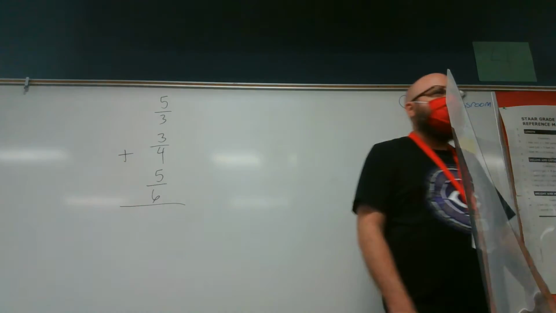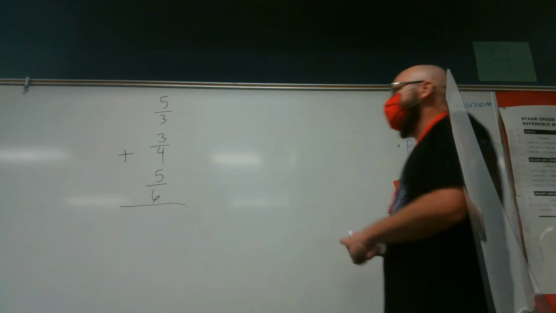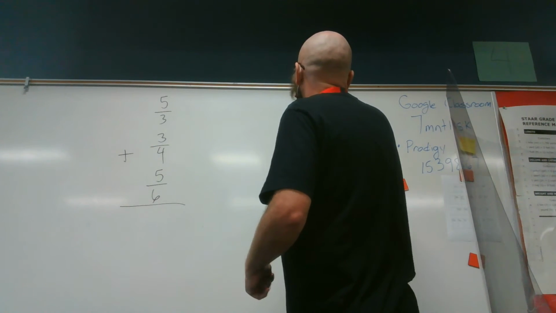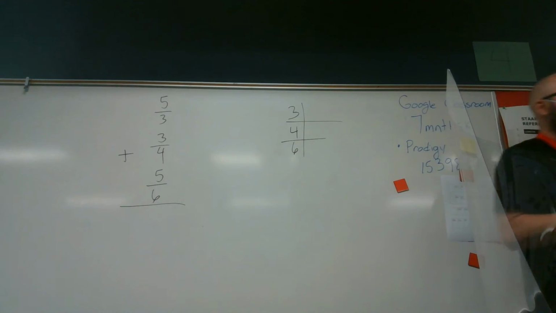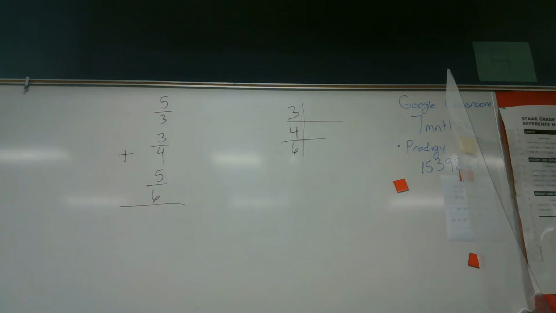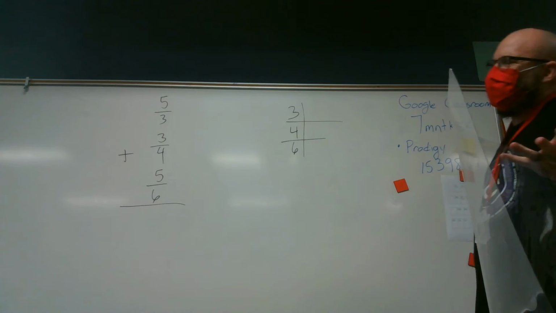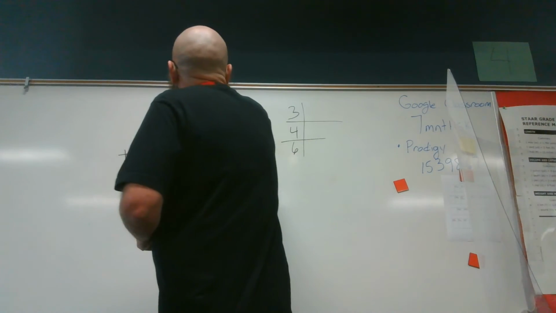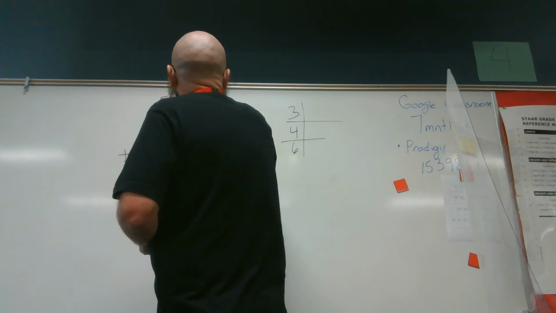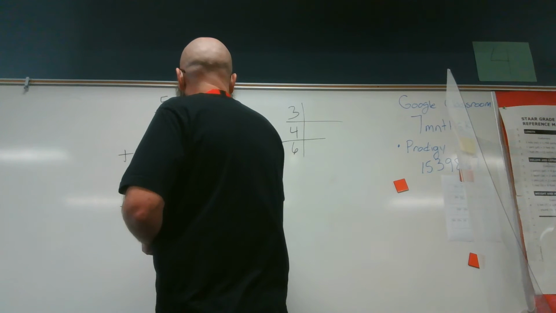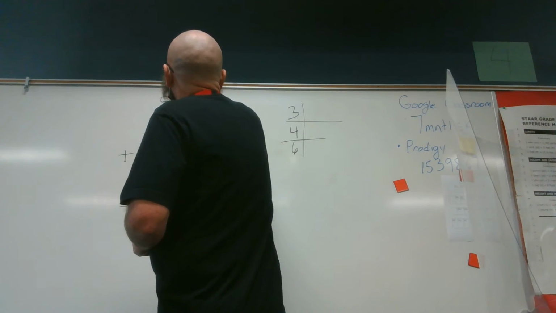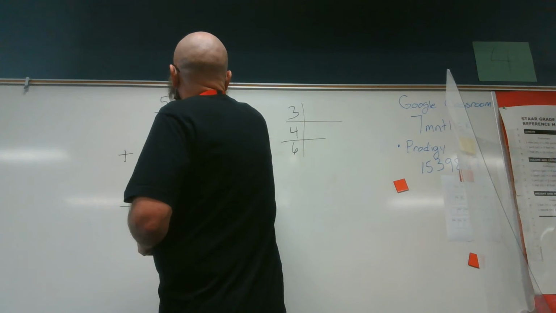Now we have to take our denominators 3, 4, and 6, and we got to find the least common multiple. And if I look at my multiplication chart, that's pretty easy. It is 12. So I'm going to change these so that they're all over 12. I'm going to multiply by a fraction that equals 1 for each of them.